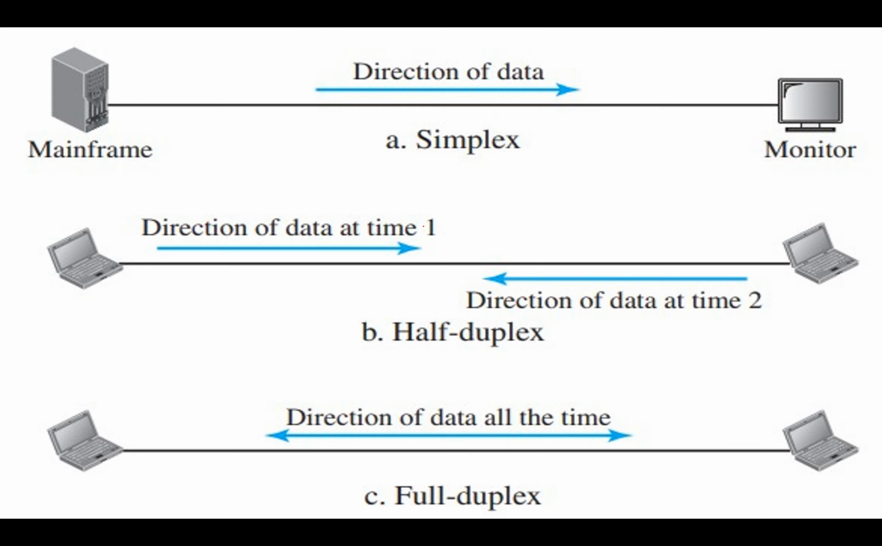So if we see that, simplex here, and here's the picture. In this case, we can only send data from the mainframe, from the server, to the monitor. Then if we look at the next one, half duplex, here what we're saying is that we can send between the laptops, but not at the same time. So either person 1 is sending or person 2 is sending, but they're not sending at the same time. Then, of course, full duplex, both of them can send, and both can send simultaneously.